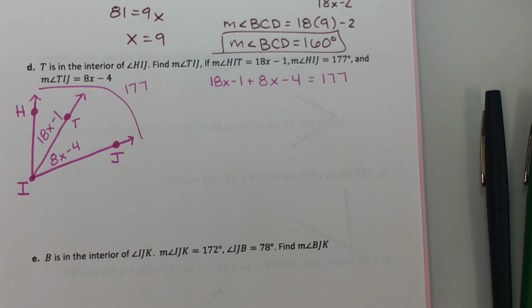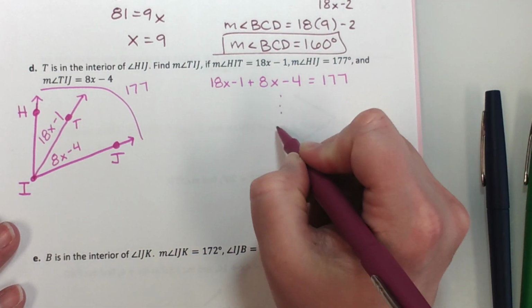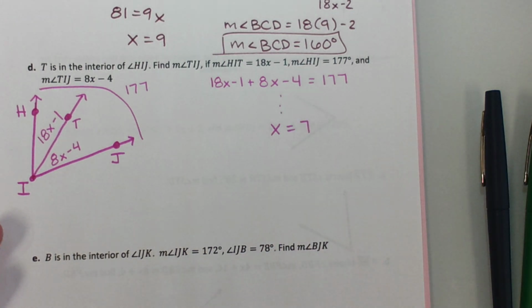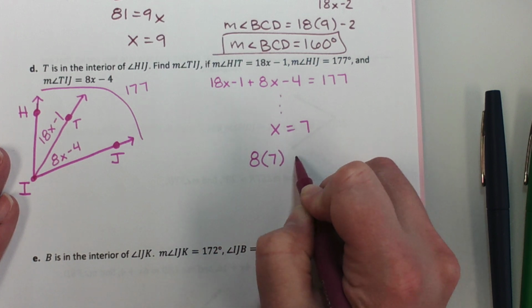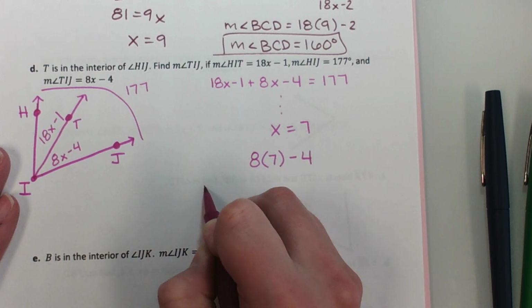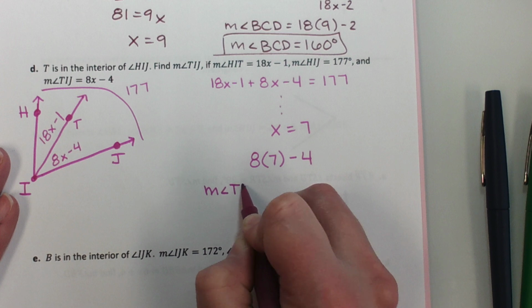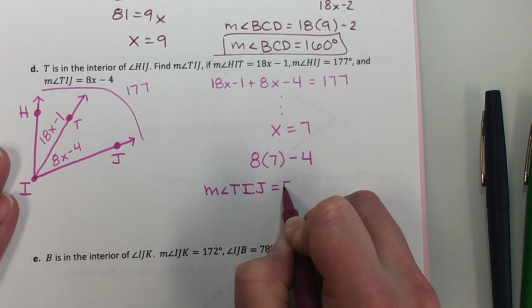Do y'all trust my solving skills? X is 7. Which one would I plug back into? TIJ, which is 8x minus 4. So 8 times 7 minus 4. The measure of angle TIJ is equal to 52 degrees.